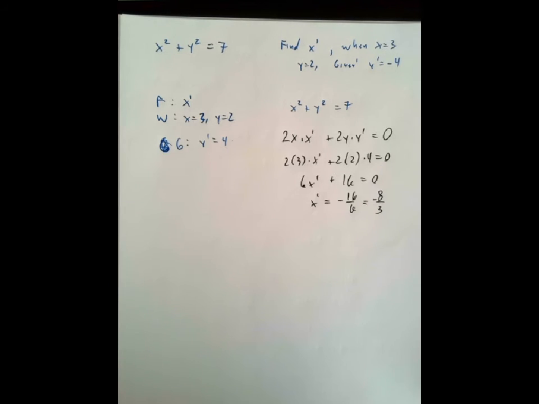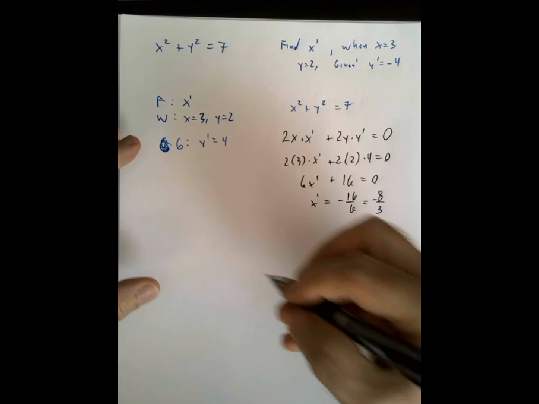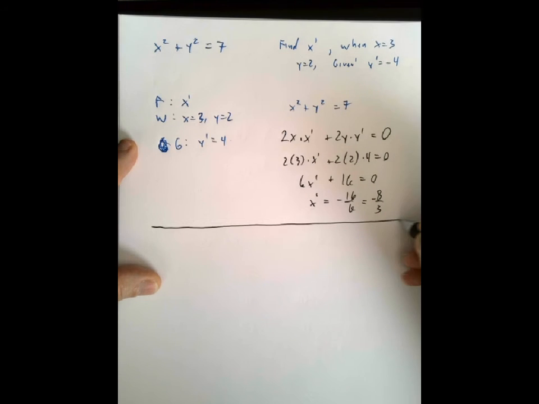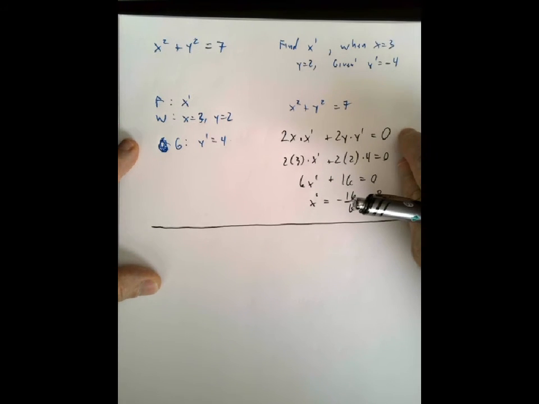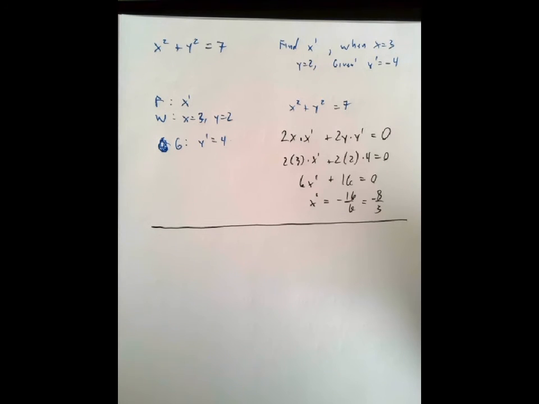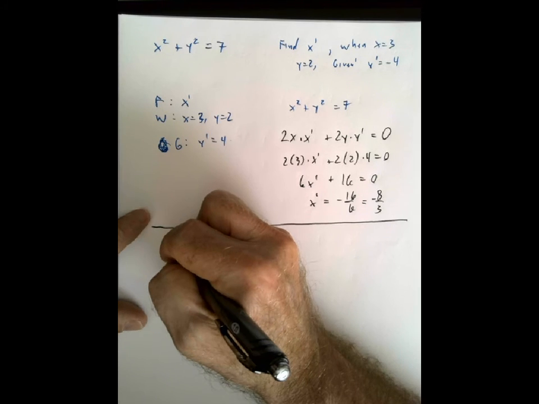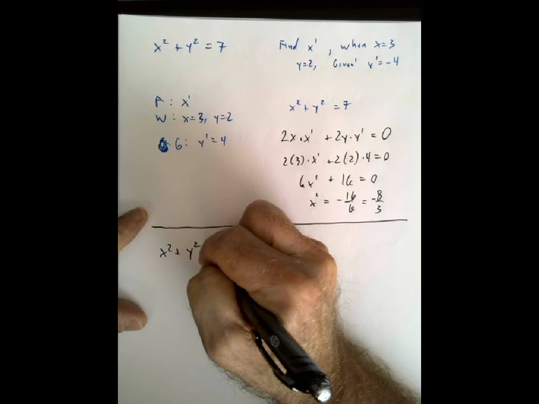Okay, I hope so. Now one more point, by the way. I'm going to go back, and I'm going to do this one again, except we're going to start with a slightly less amount of information. I'm going to tell you this: x squared plus y squared is equal to 7.